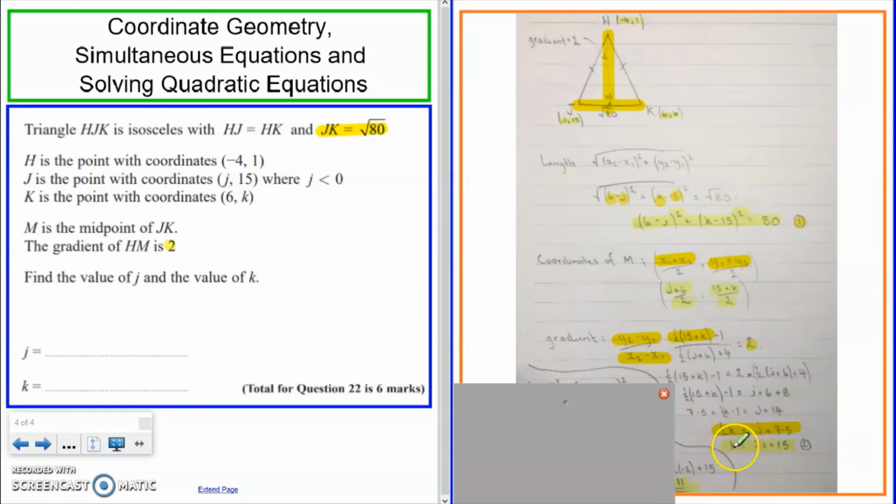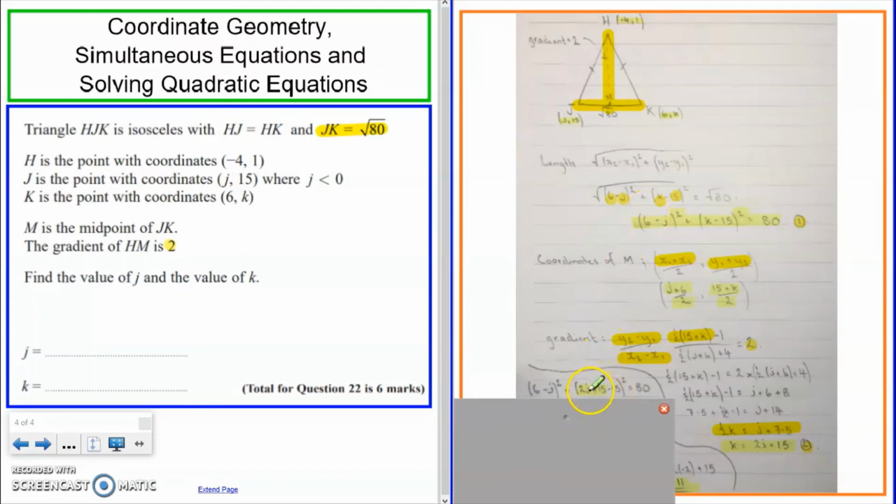So now I've represented k in terms of j. K equals 2j plus 15. That is going to be my second equation. So I have equation 1 up here and equation 2 here. Now I know k is also equal to 2j plus 15, I can substitute that into equation 1, so I'm just left with an equation with one variable, j, and that's what I've done here.